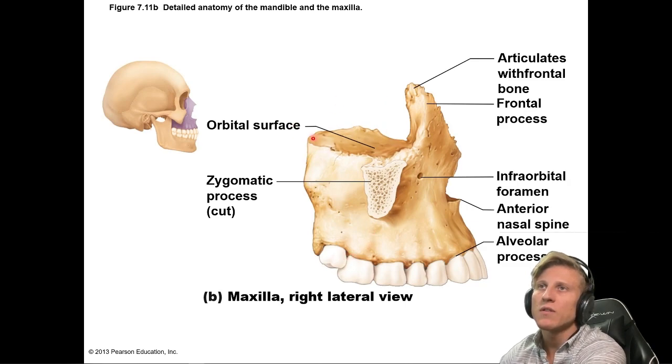Orbital surface of the maxilla, so your eye is right here. And then the infraorbital foramen that we noted before; the supraorbital would be somewhere right around here on the frontal bone. And then the alveolar processes that we spoke about previously.